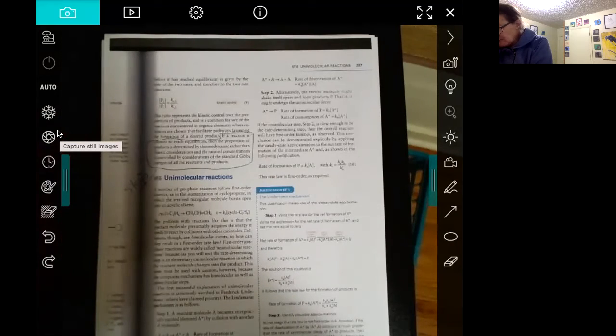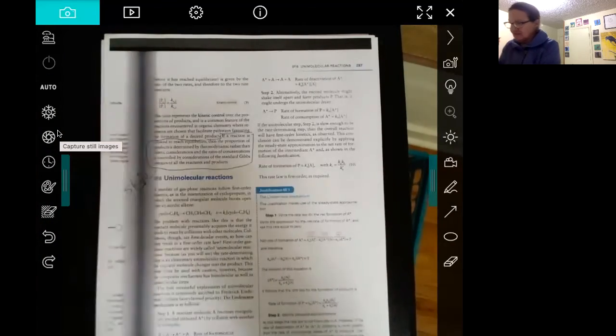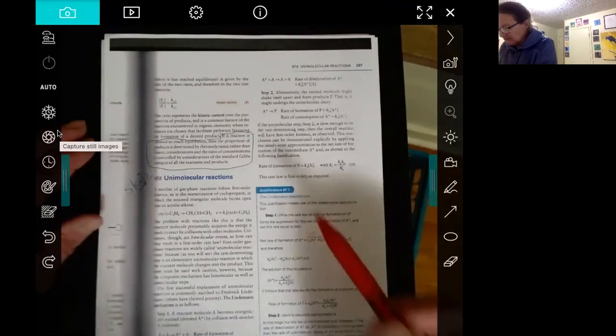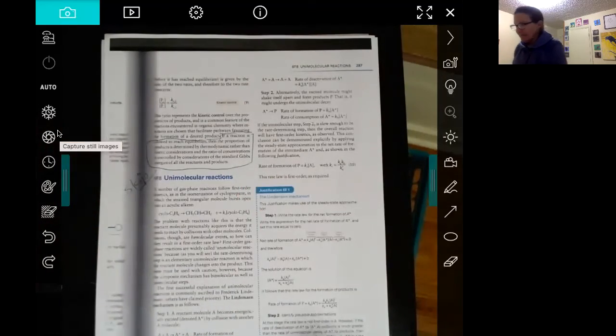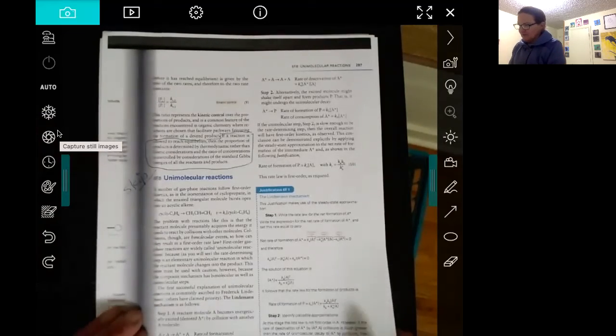So if a reaction is allowed to reach equilibrium, then the proportion of the products is determined by thermodynamics. So which one has the more negative Gibbs free energy rather than kinetic considerations. And the ratio of concentrations is controlled by looking at those Gibbs free energies for the reactants and products.